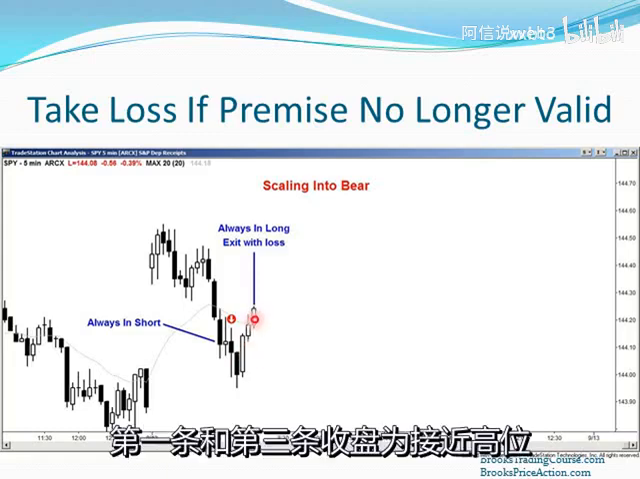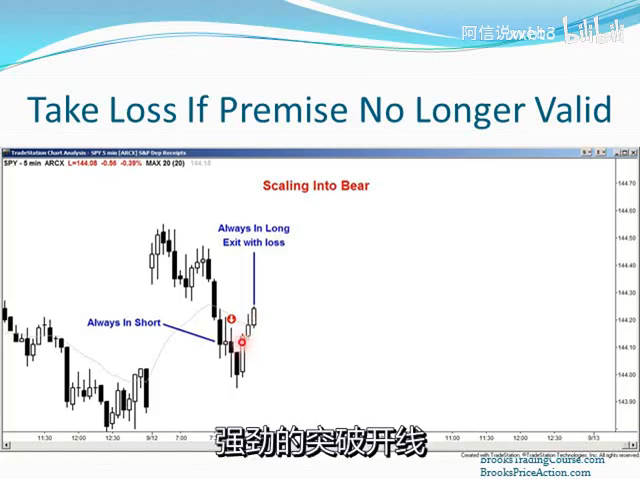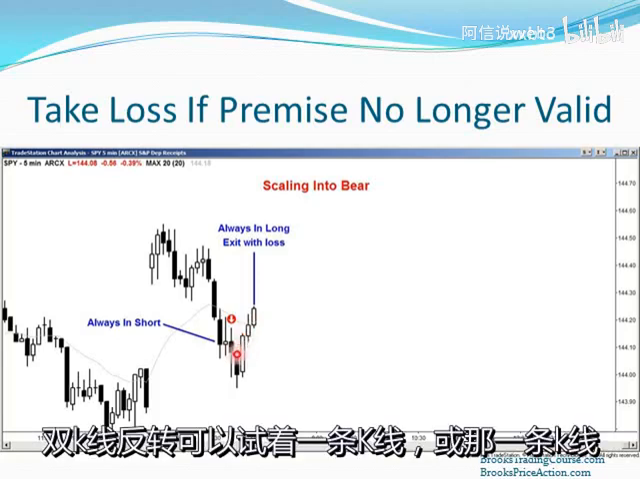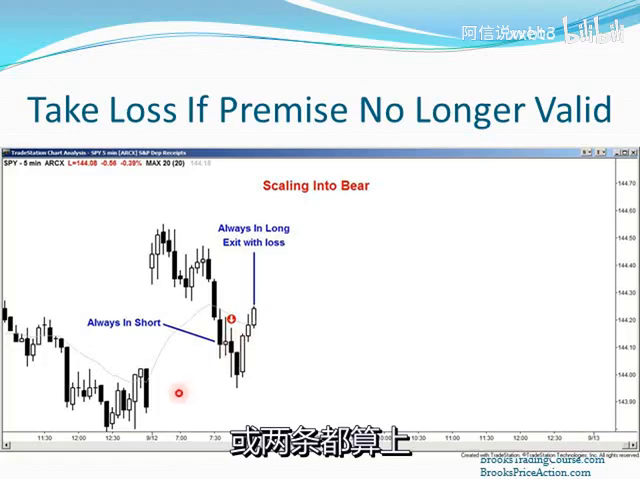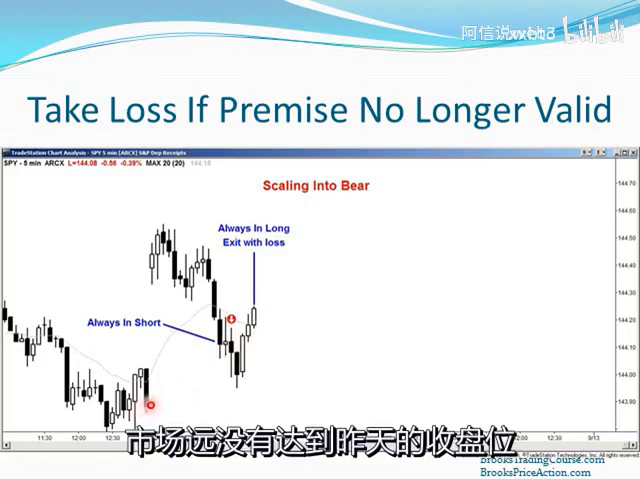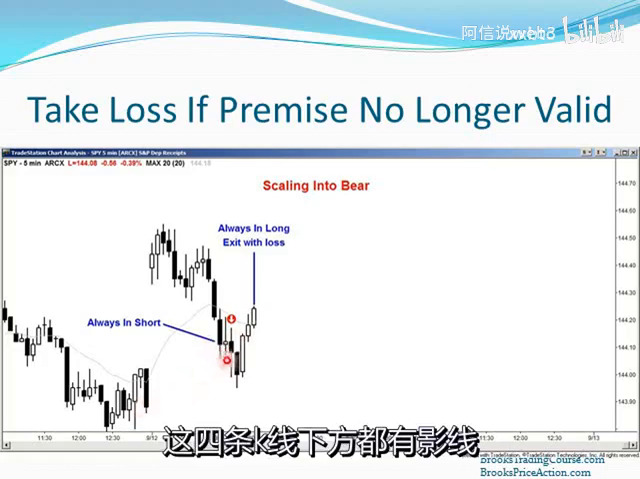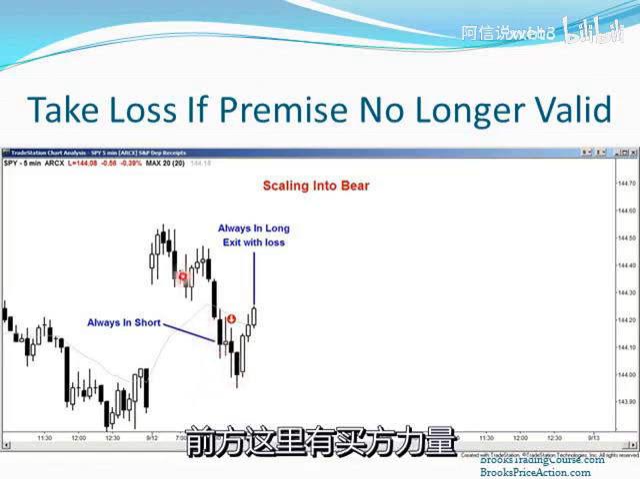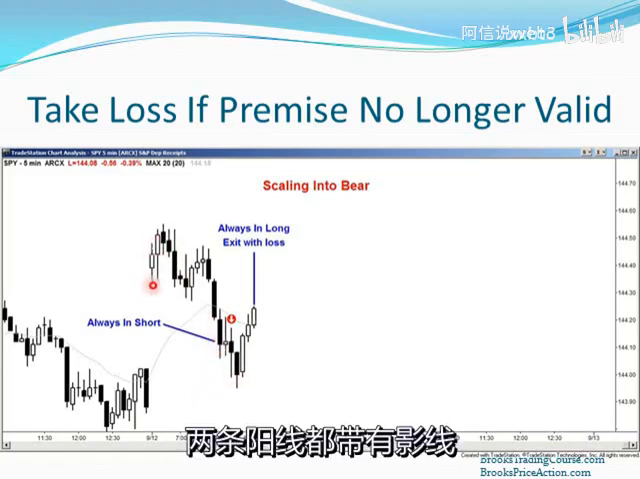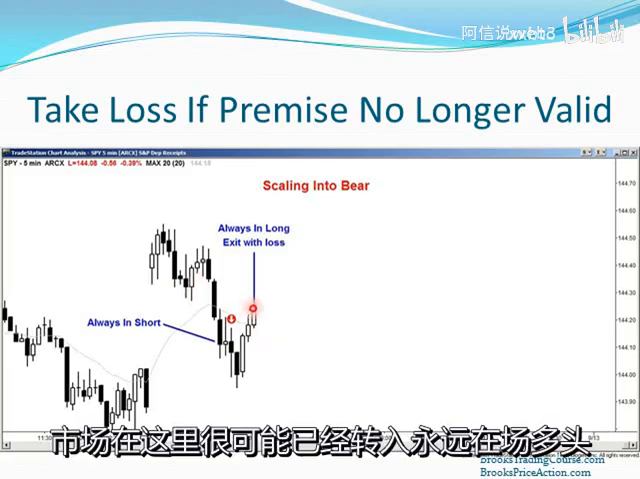At this point, with these 3 bull bars closing, 2 of them closing near their high, 2-bar reversal, strong breakout bar, 2-bar reversal with this bar or that bar or both. We did not quite get down to yesterday's close. We have tails on the bottoms of these 4 bars, and we have some buying pressure up here, decent bull bars and tails. The day at this point is probably back to always in long.